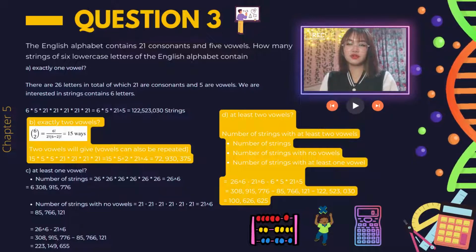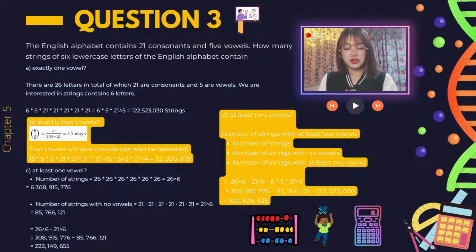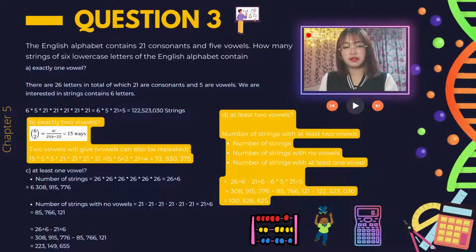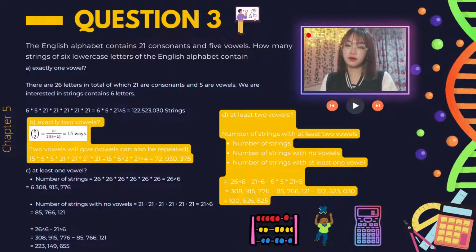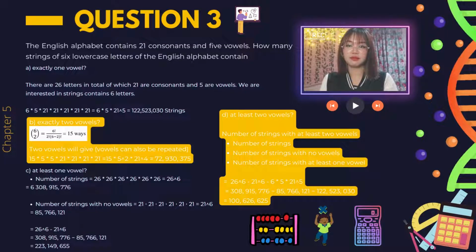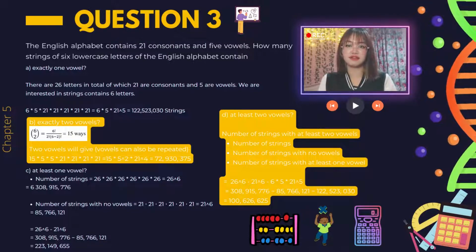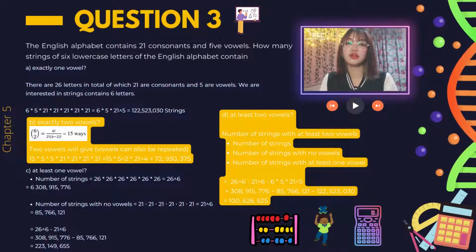For exactly 2 vowels, the location of the vowels can be chosen in 6 C 2 ways. For each choice of location, the locations can be filled with vowels in 5 power 2 ways. That leaves 4 empty locations, which can be filled with consonants in 21 power 4 ways. That gives a total of 6 C 2 times 5 power 2 times 21 power 4. So there are 72,930,375 strings containing exactly 2 vowels.